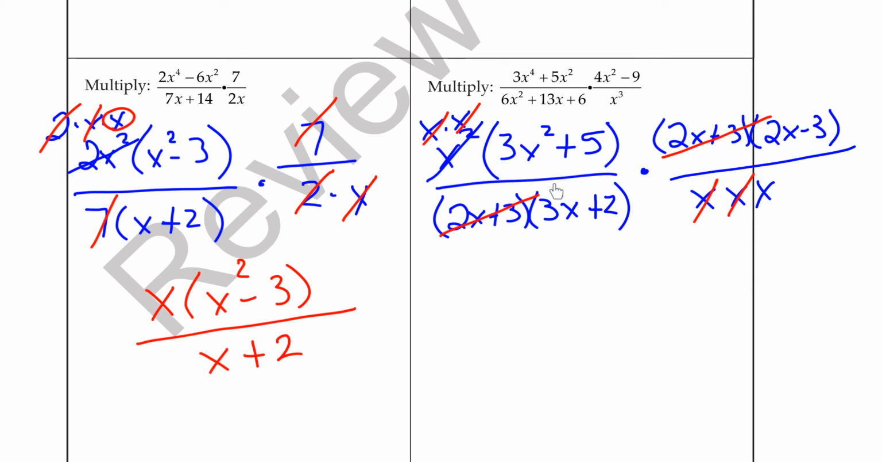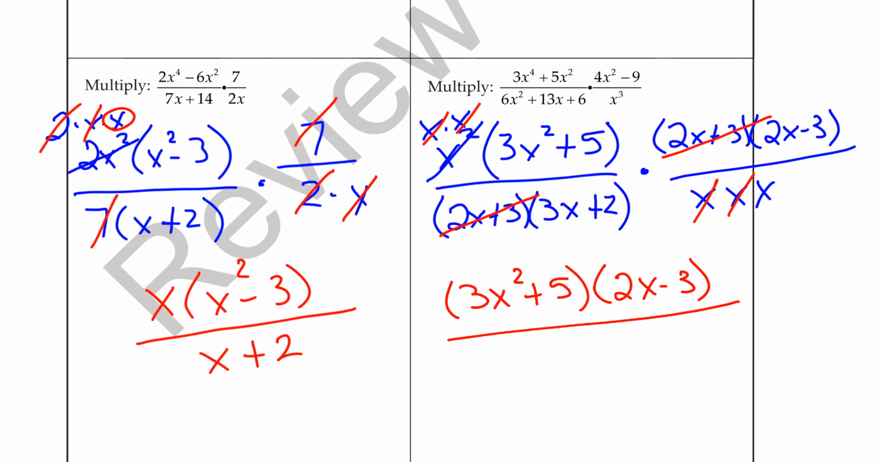Now be careful. These are not going to cancel, 3x squared and 3x, because they're terms. You can only cancel a whole binomial with another identical binomial. So it looks like what we have here is 3x squared plus 5 times 2x minus 3 in the numerator over 3x plus 2 in the denominator.